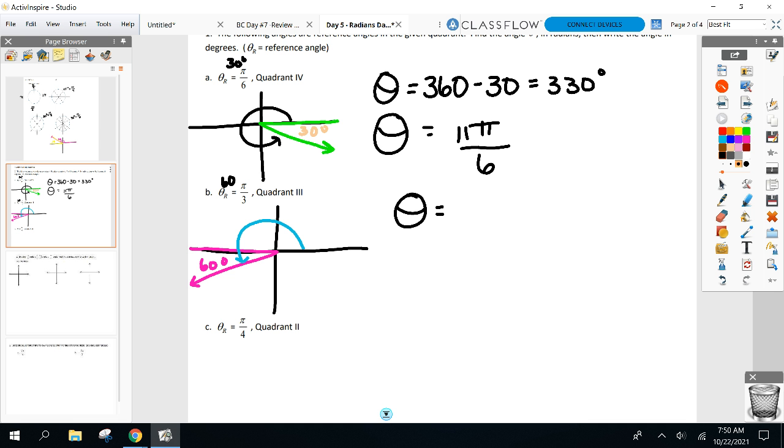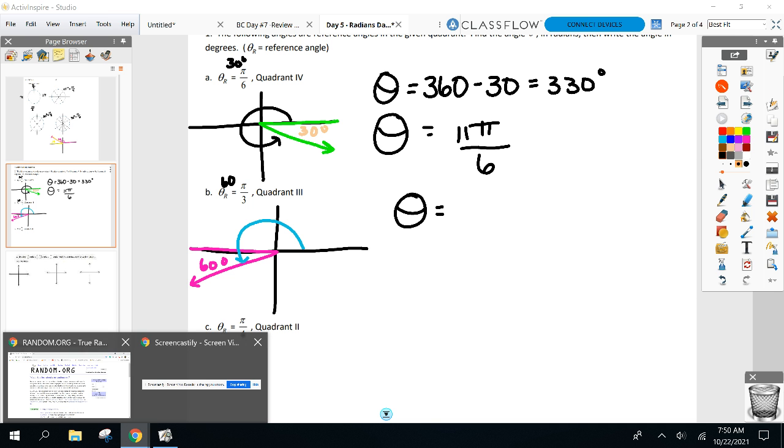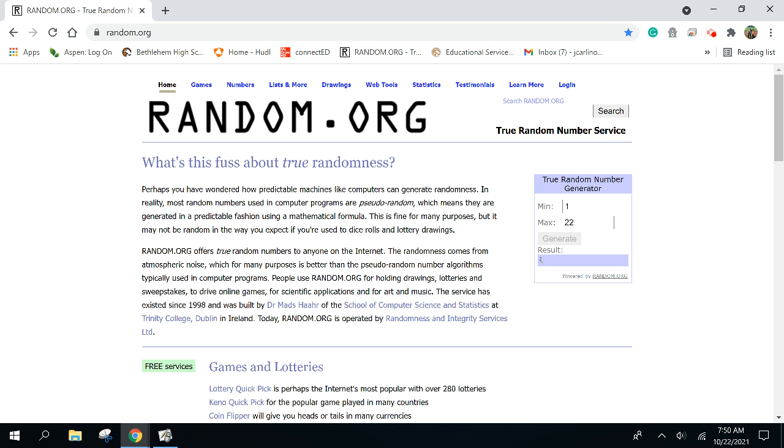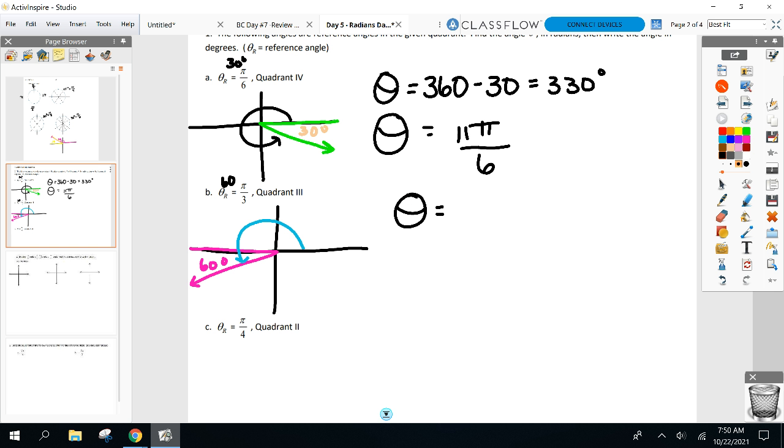And make sure you shouldn't be giving me an angle less than 180, right? That's in quadrant 2. You should be giving me an angle more than 180, but less than 270. Let's see. Olivia, got anything for me?